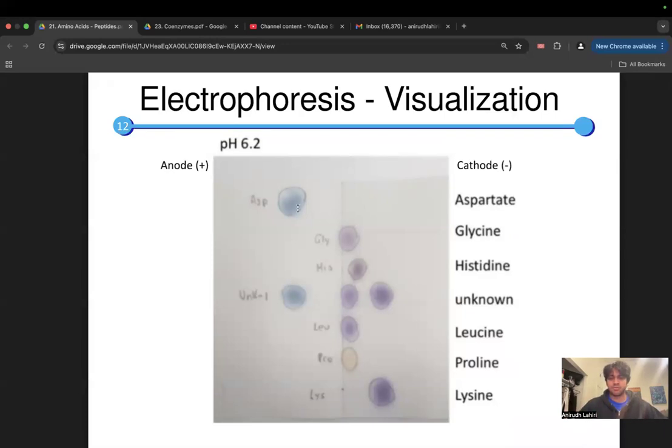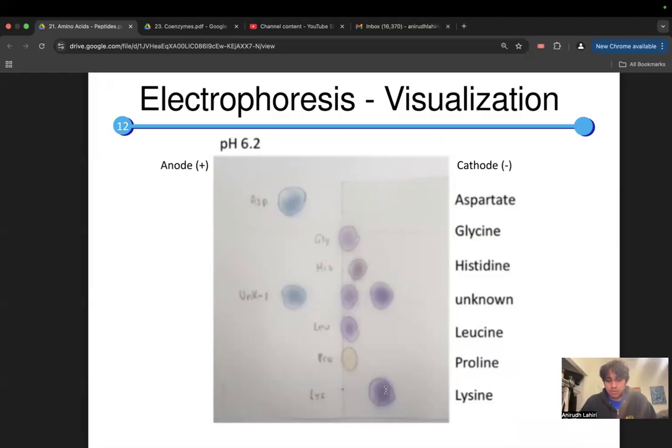And we know that aspartate will move roughly to here. We know glycine will move roughly to here. We know histidine will move roughly to here. We don't know what our amino acids are, right? But we compare them against where they move. So we'll see that the unknown contains aspartate. We'll see that this corresponds with the leucine. This corresponds with lysine. So it's probably what you've seen before.